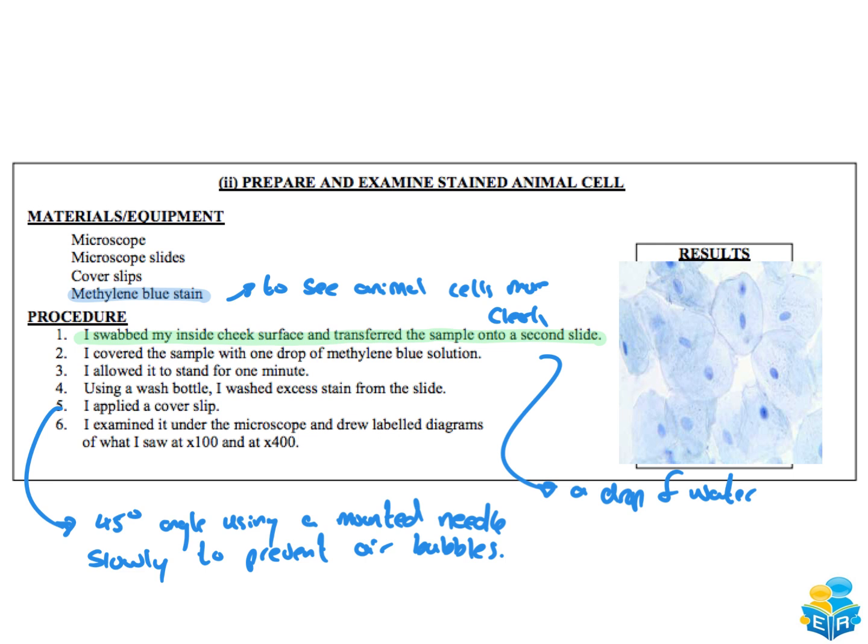Okay, so then you examined it under the microscope, and I'm just going to add in one more point there as well, starting on the low power lens and then moving to high power. So you probably did a very similar experiment even at junior cycle level, but for this one, really important to note the difference between how or where you got your samples for both the animal cell and the plant cell, and then what stains you used. So for the animal cell, it's methyl blue.